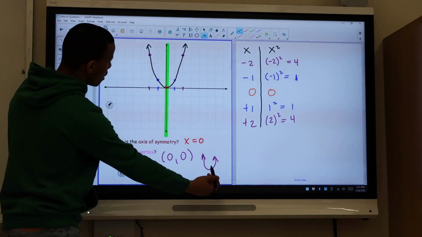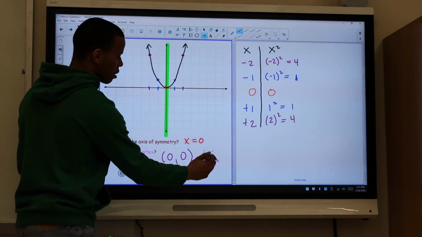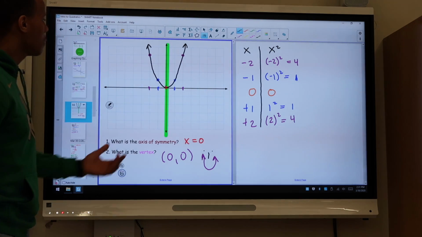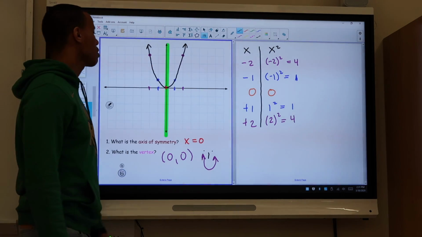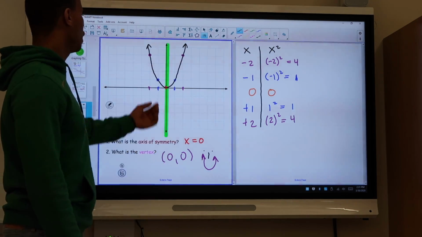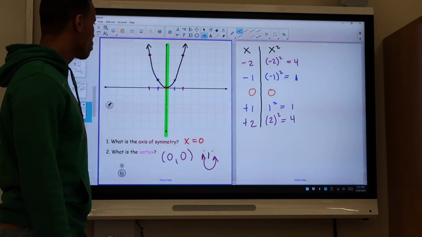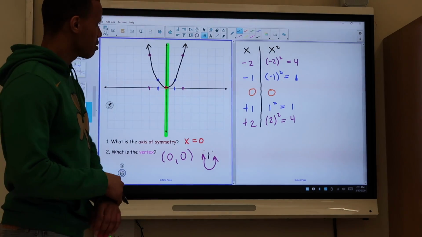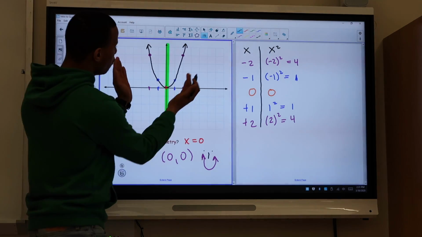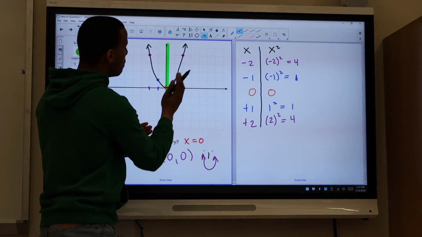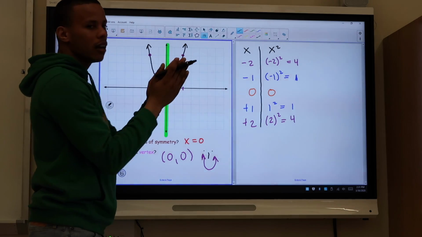So notice it's a happy face. So my graph goes up. I got my axis of symmetry. I got my vertex in there, and then I have my points. So one thing that's key about the axis of symmetry is that if I was to fold this paper in half, my points will lie on top of each other.